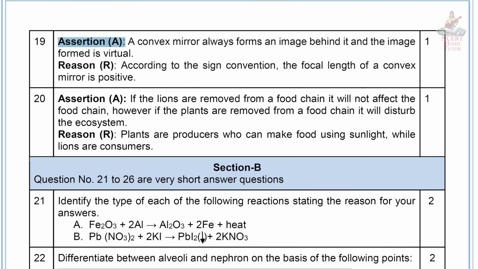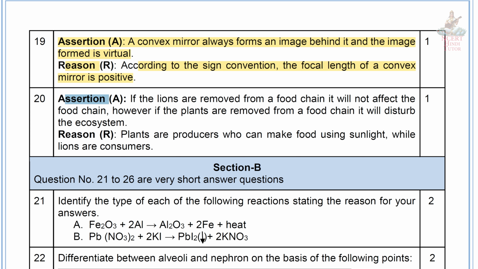Question 19. Assertion A. A convex mirror always forms an image behind it and the image formed is virtual. Reason R. According to the sign convention, the focal length of a convex mirror is positive. So, answer is B. Both A and R are true and R is not the correct explanation of A.